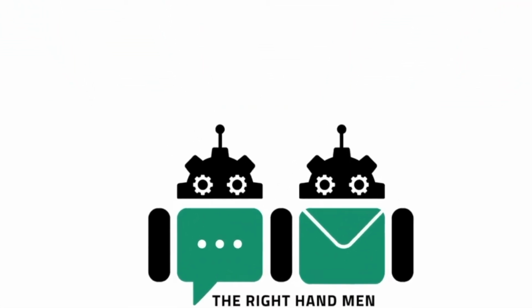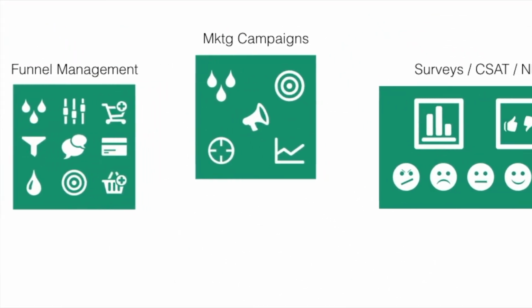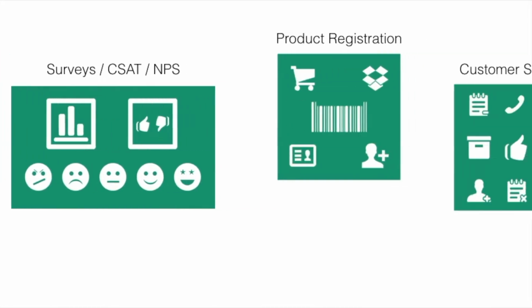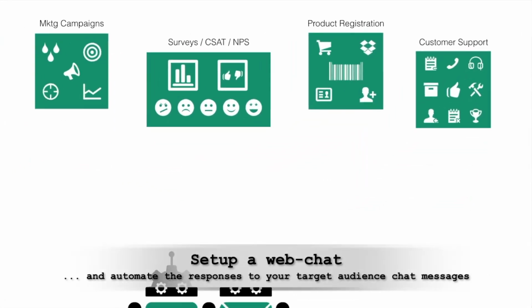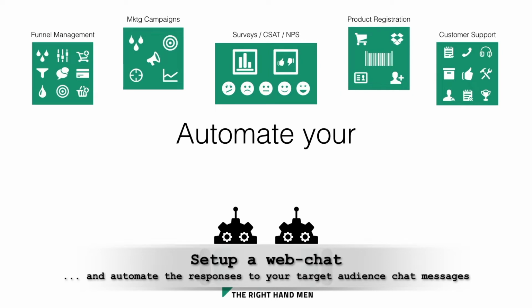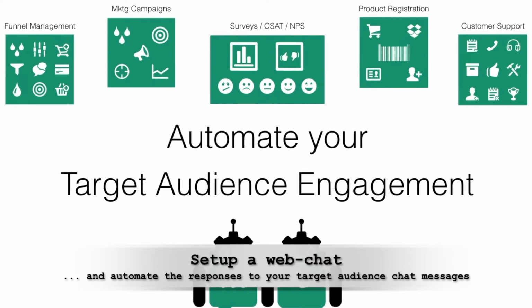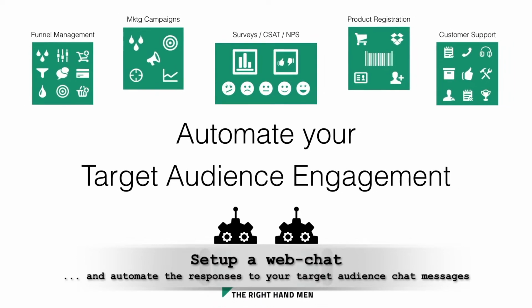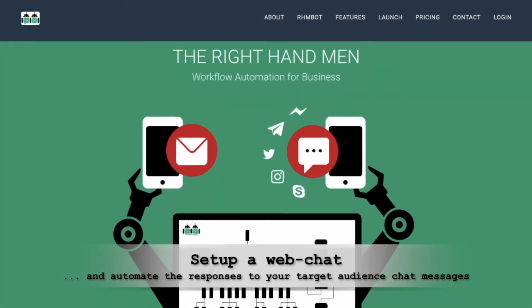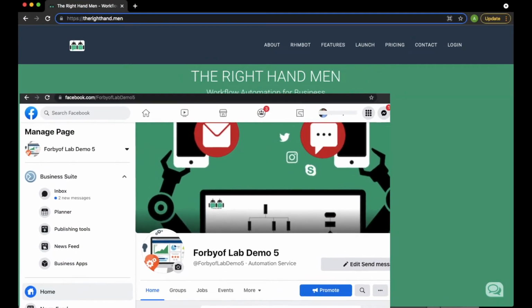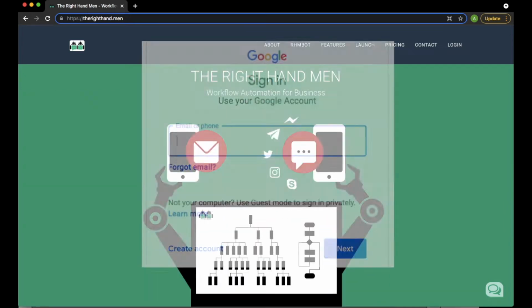You can automate your target audience engagement scenarios with our ready-to-use workflows. There's a workflow template for your marketing functions, sales, lead funnel, onboarding your customers, post-sale support, or even getting feedback for CSAT or Net Promoter scores. You can go live in less than 30 minutes. All you need is a website or Facebook page for your business and a Google account.